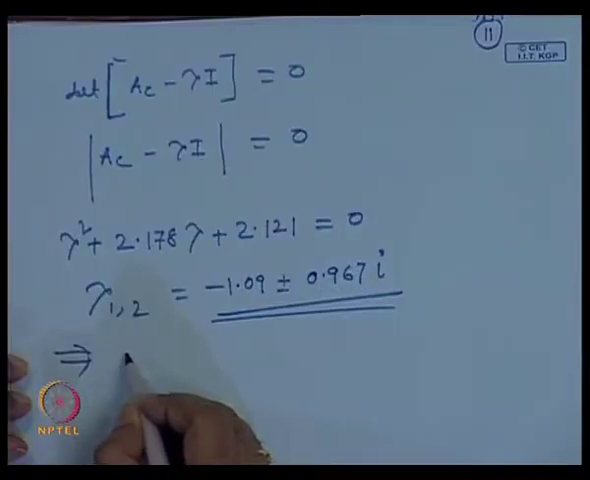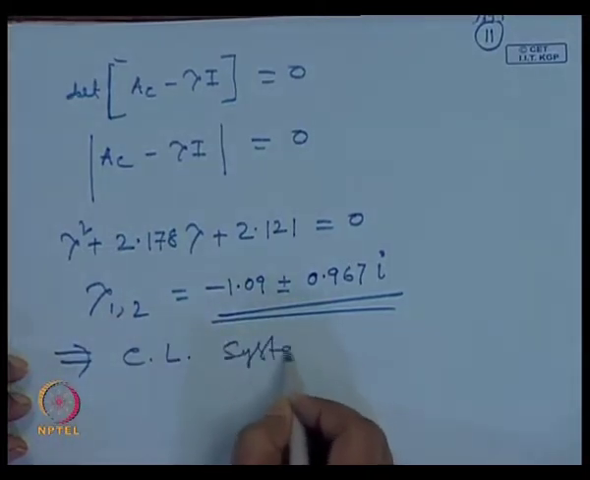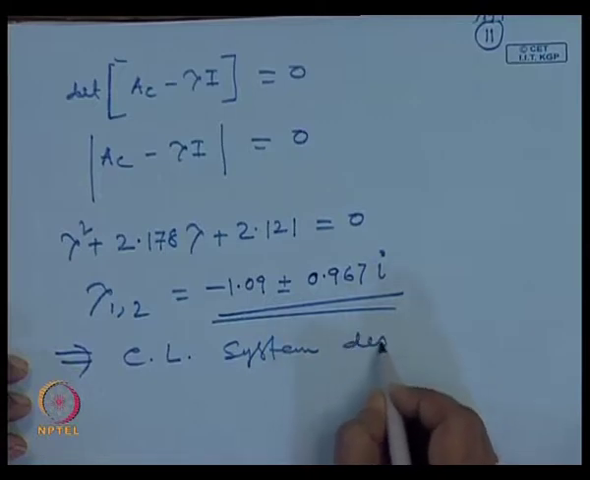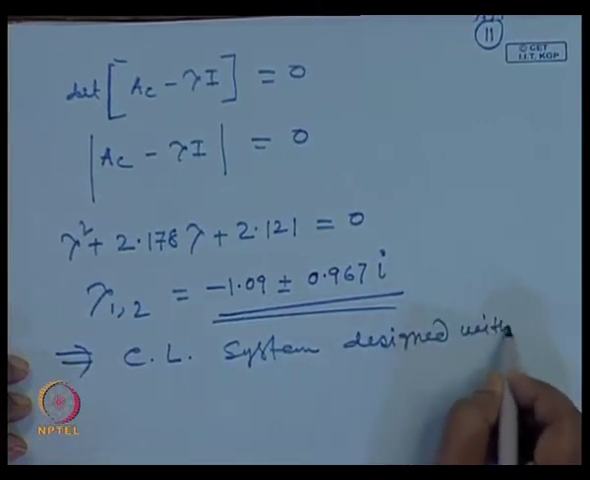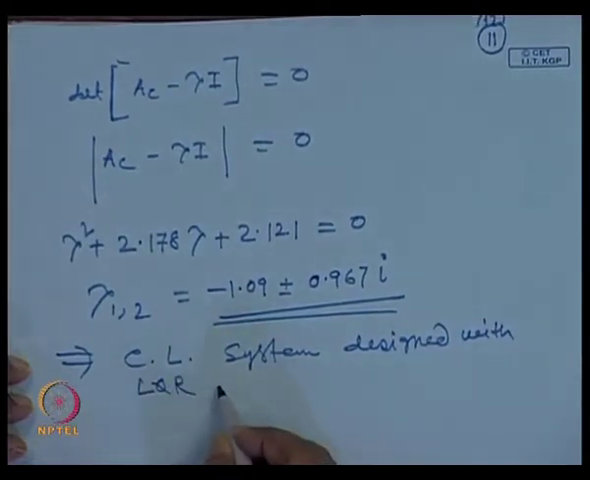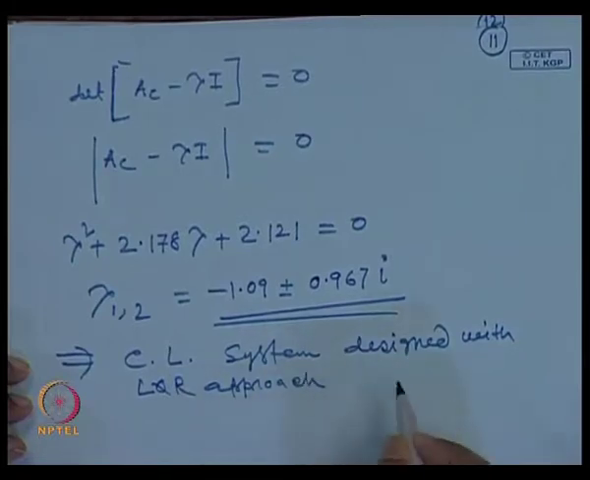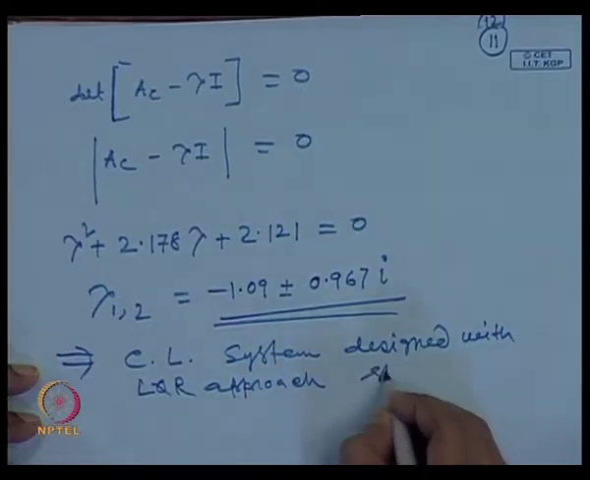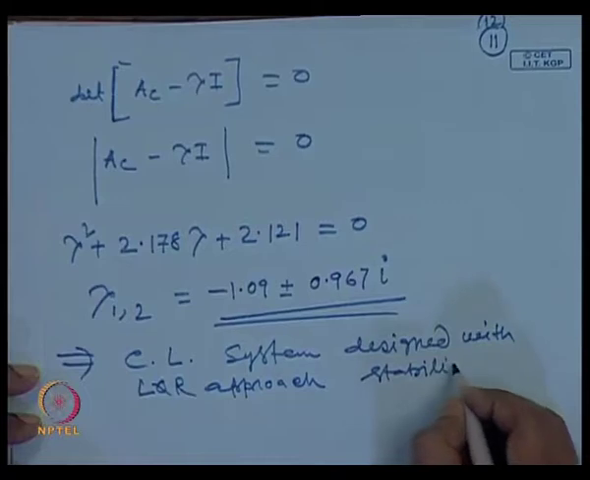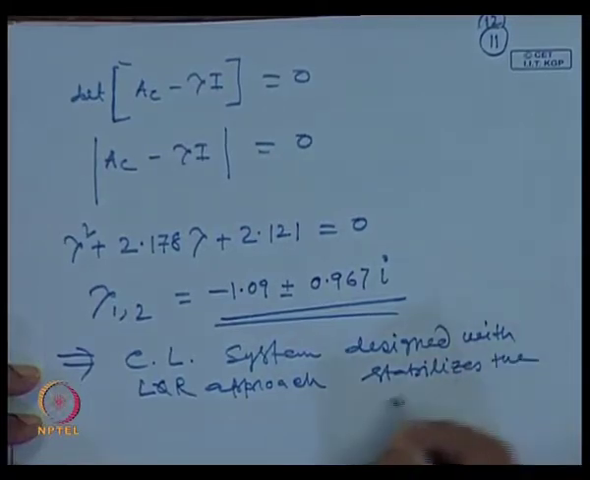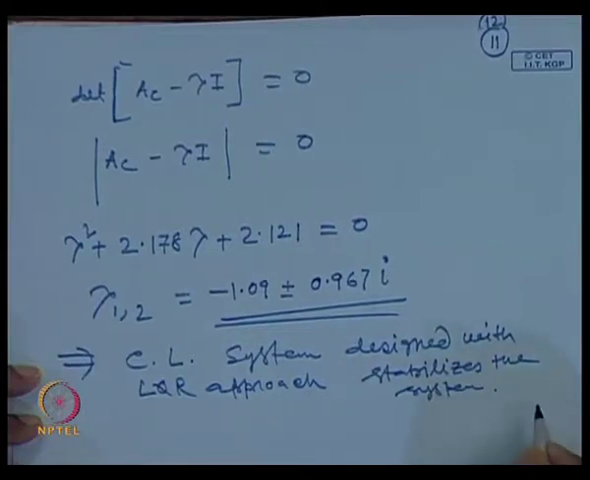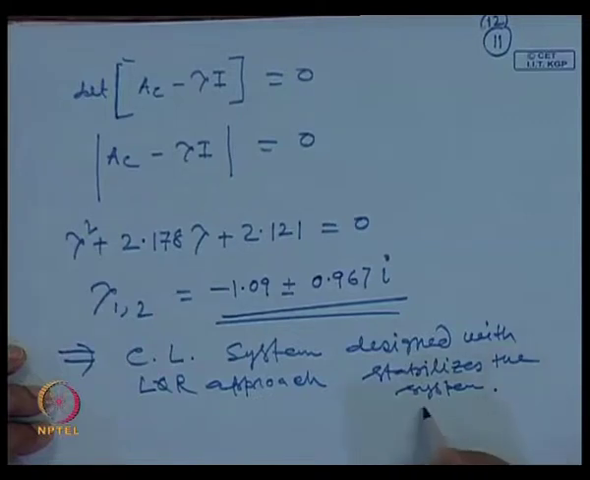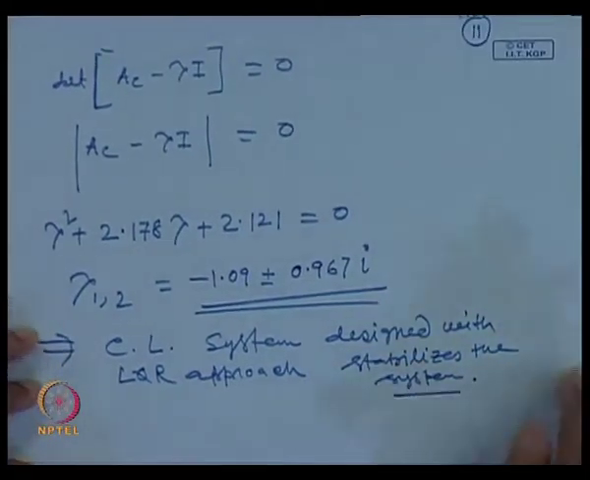Agree? So our conclusion: this implies that the closed loop system designed with the LQR approach stabilizes the system. The closed loop system designed with the LQR approach stabilizes the system. So, this is our conclusion.